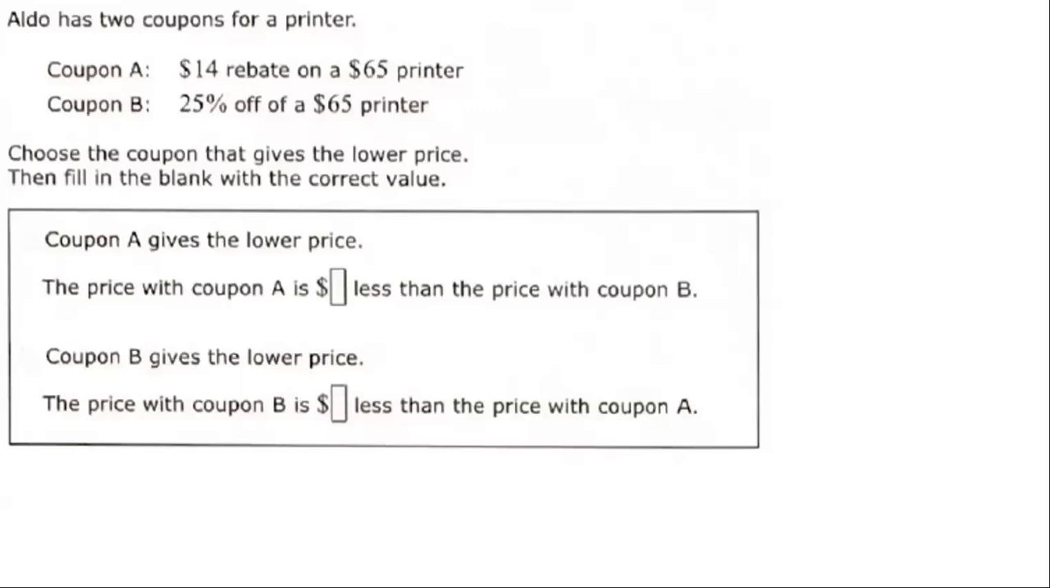All right, here says Aldo has two coupons for a printer. Coupon A is a $14 rebate on a $65 printer, or coupon B is 25% off of a $65 printer. Choose the coupon that gives the lower price, coupon A or coupon B.